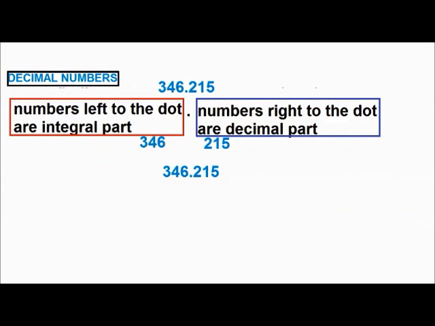Now the number becomes 346.215. In these numbers, the numbers left of the dot are integral part numbers, and the numbers right of the dot are decimal part numbers. That is, 346 is the integral part and 215 is the decimal part.